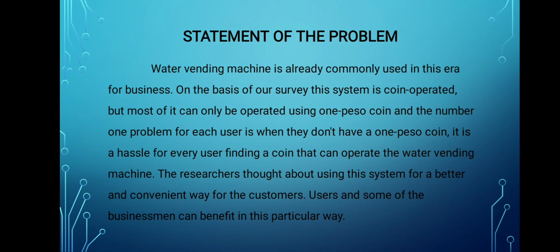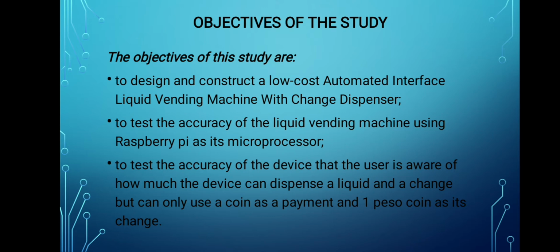The researchers thought about using this system for a better and more convenient way for the customers. Users and some of the businessmen can benefit in this particular way. The objectives of our study are to design and construct a low-cost automated interface liquid vending machine with change dispenser, and to test the accuracy of the liquid vending machine using Raspberry Pi as its microprocessor.